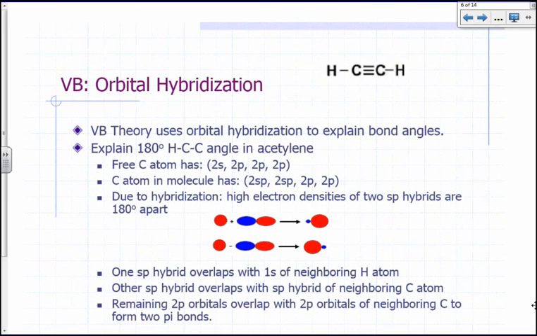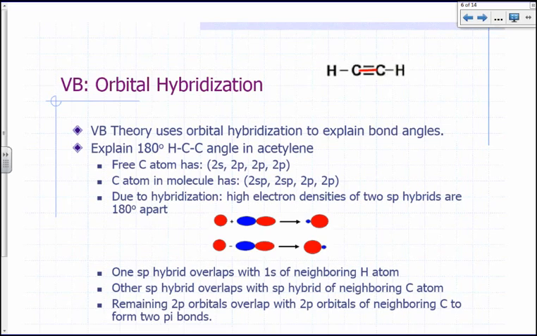Valence bond theory is particularly useful in explaining molecular geometry. And to do this, we use a concept known as orbital hybridization. Let's illustrate that with this example right here, acetylene, C2H2. This is the Lewis structure for acetylene. You have a triple bond between the two carbon atoms, and each carbon atom has a single bond with a hydrogen. The first bond between these two carbon atoms is a sigma bond, and the two other bonds are pi bonds.